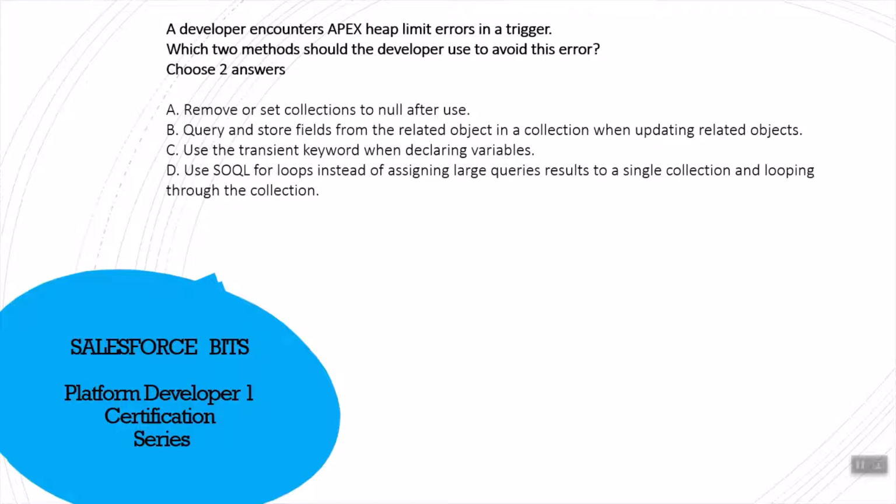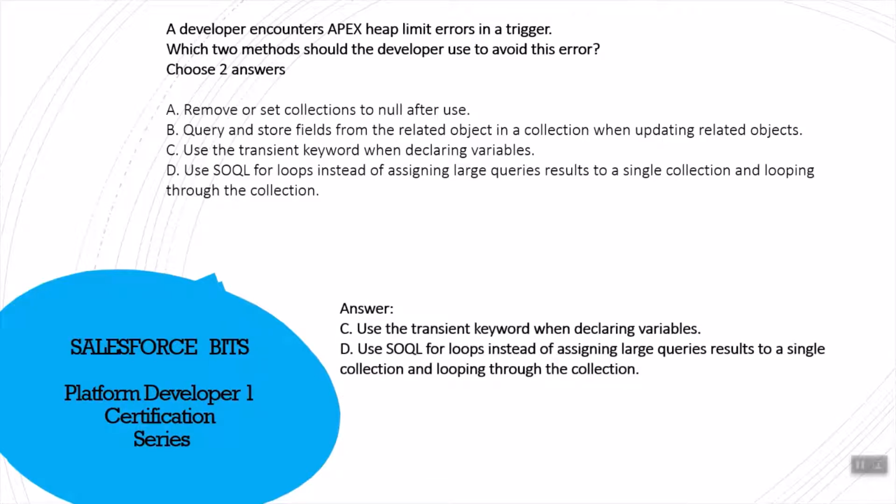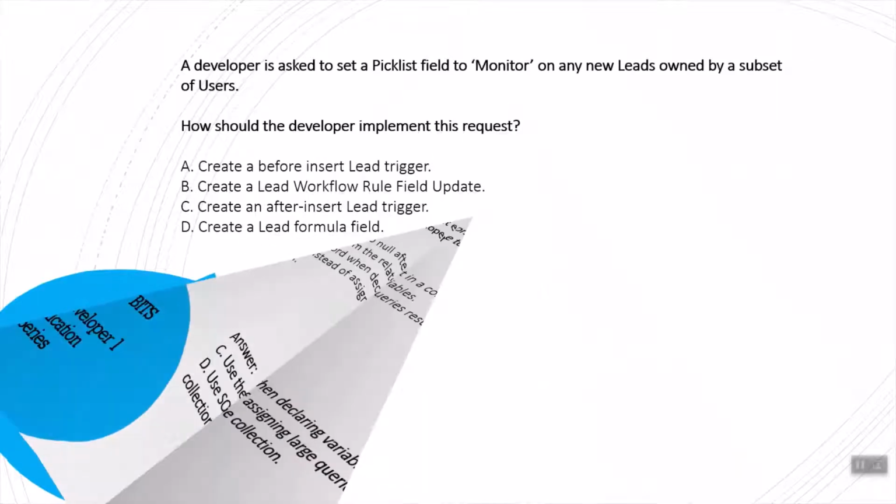And D, use SOQL for loops instead of assigning the large query results to a single collection and looping through the collection. So if you have a large set of results coming out of the SOQL query and you are assigning it to a list or a map and use that in a loop, that's where there is a chance of getting the heap limit error. So instead of that, directly use the SOQL query in the loop, like for on any object, select, use the SOQL query within the first statement of the for loop, so that would avoid the heap limit. And the correct answer is C and D.